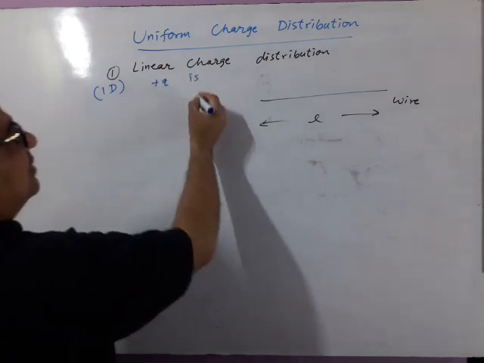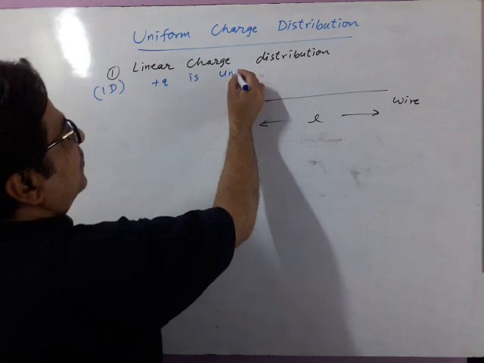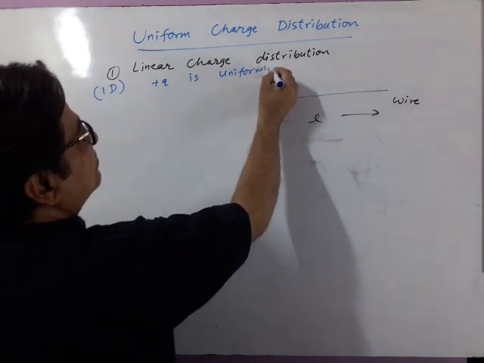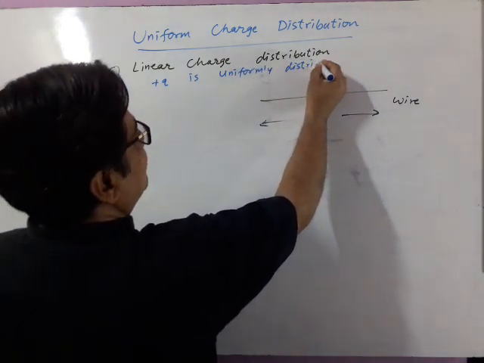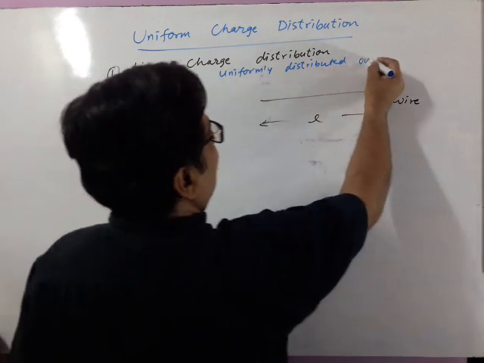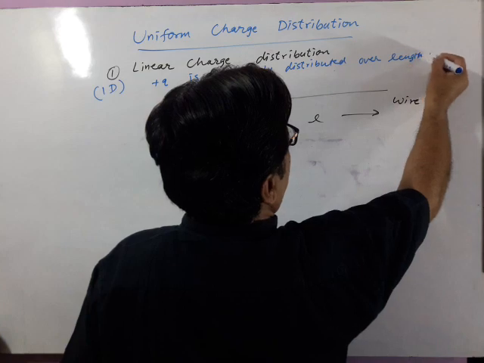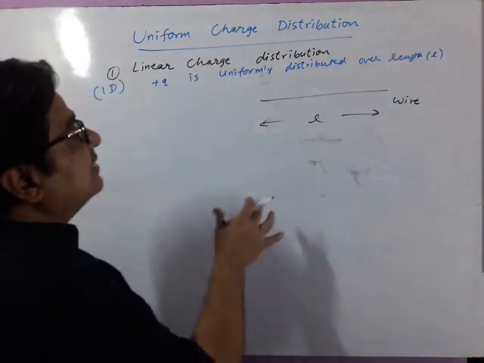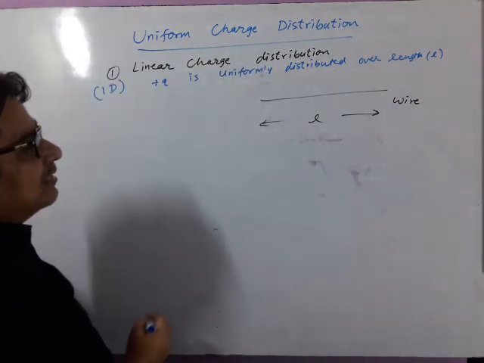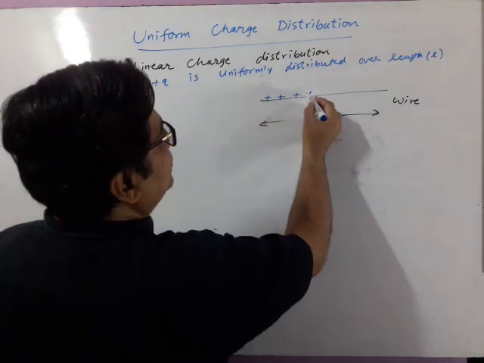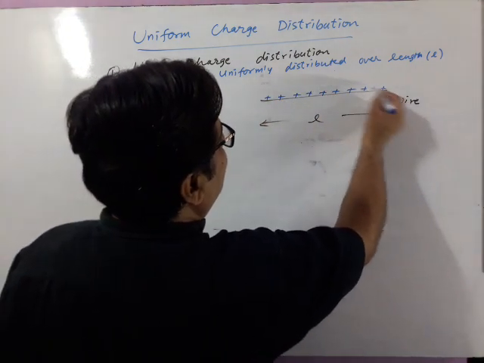Plus Q charge is uniformly distributed over the length of the wire. This is linear charge distribution. Like this, plus Q charge is uniformly distributed on the wire.